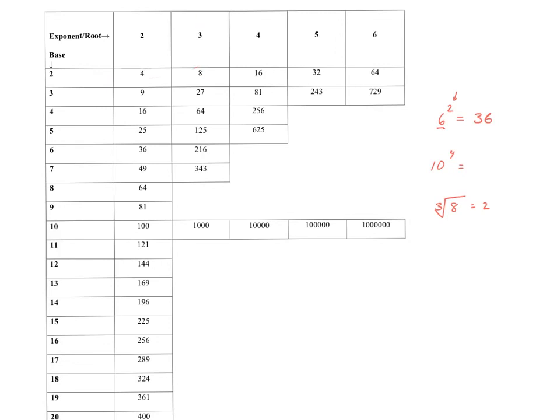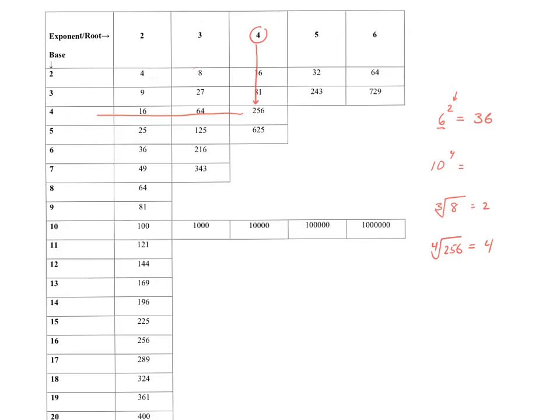So we can also use this chart to help us find roots. Let's try another example. Let's try to find the fourth root of 256. So I go to my fourth root column here. I move down until I find 256. There it is. I move over and I realize that the fourth root of 256 is equal to 4.